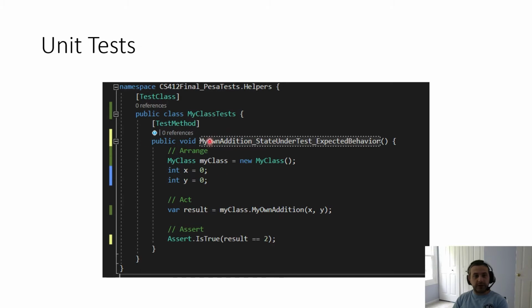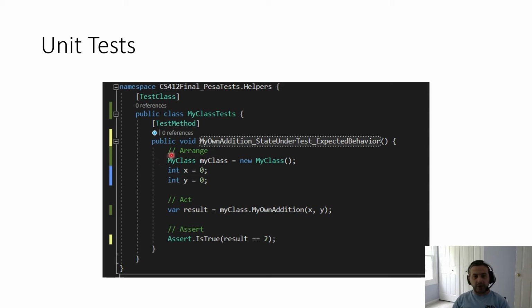So here you can see that I'm testing that function, myOwnAddition. The name of this function is a function name followed by the state under test, followed by the expected behavior. On top of the function, I also have declared this to be a test method by adding this attribute to the function, and the TestClass attribute to the class. So TestClass right here. These are required because the testing suite will not pick up these tests if you don't have them.